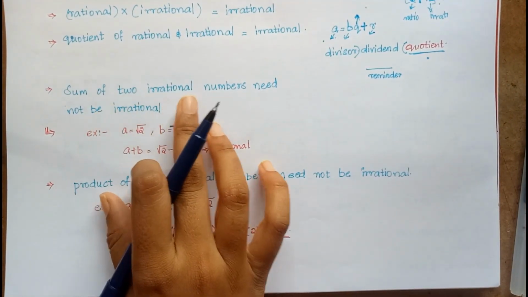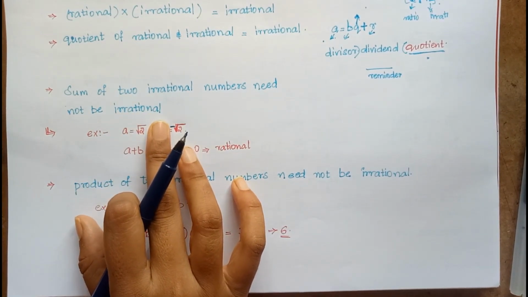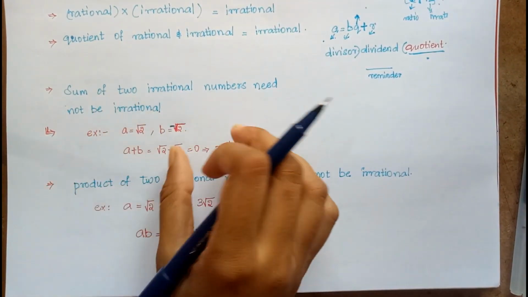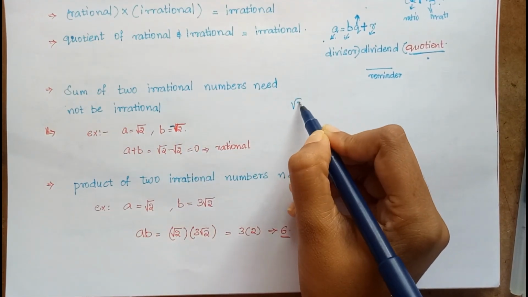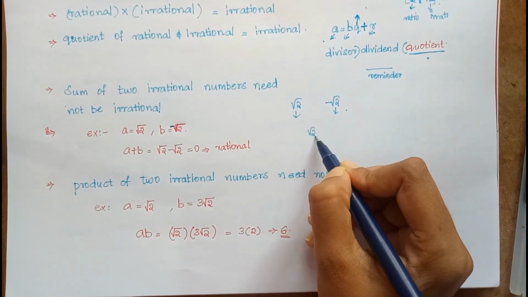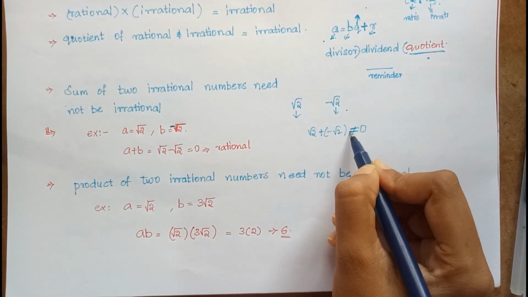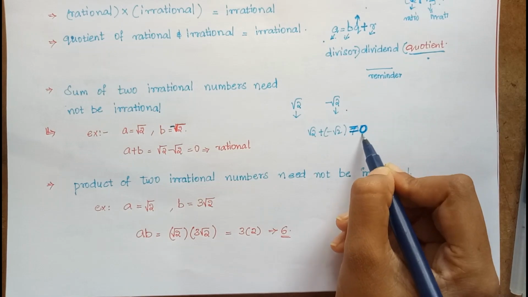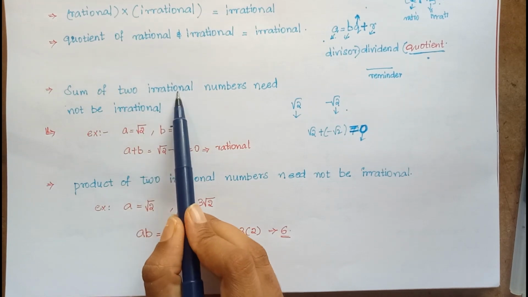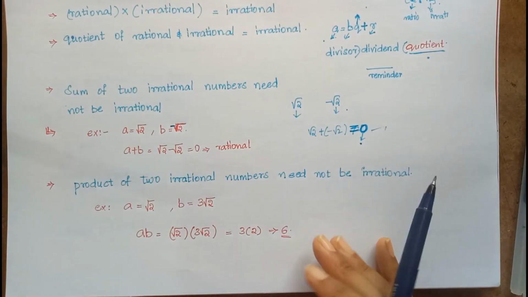And the sum of two irrational numbers need not be irrational. Here we have seen rational and irrational. If we add two irrational numbers, suppose root 2 and minus root 2, these both are irrational numbers. If we add both, what will you get? Root 2 plus minus root 2 equals 0. Here 0 is rational. That means the sum of two irrational numbers need not be irrational. It can be rational. This is the example.